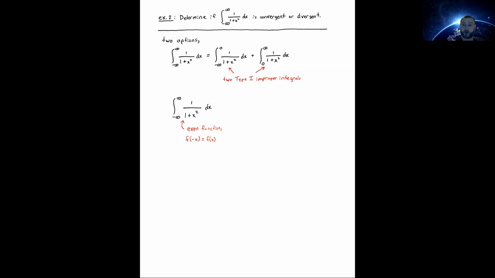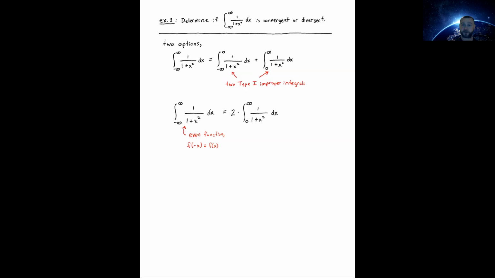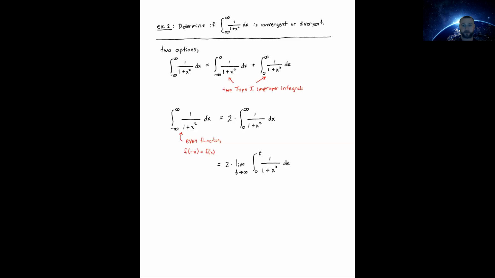All right, what this allows us to do, this was back when we introduced u-substitution that we first saw this property, we can double the integral from 0 to a. Here, we're doubling the integral from 0 to infinity. And this is a little bit more efficient than the first option, since now we only have one improper integral to deal with. We're going to again replace the infinite limit up there in the integral with t, and then evaluate a limit as t approaches infinity.